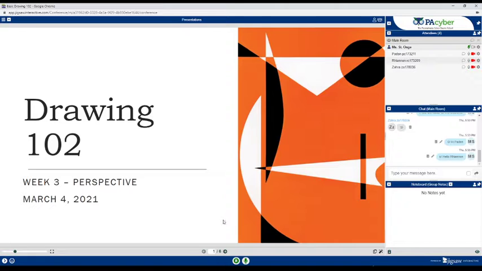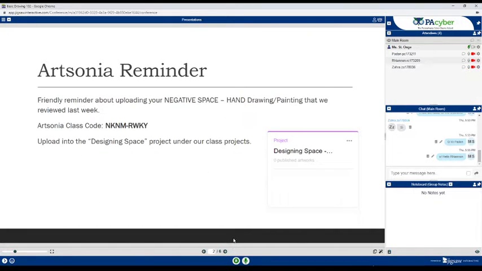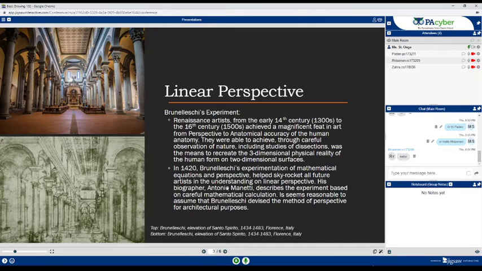So what we're going to be talking about is perspective drawings with 1-point and 2-point perspective. As a reminder, I would definitely like to see your hand projects. I believe we were talking about the negative space and how to draw your hand. Try your best with that. It'll take you a while to understand how to exactly draw the hand, but hopefully you learned something last time and were able to create a really nice drawing. Just make sure that you upload it into ArtSonia.